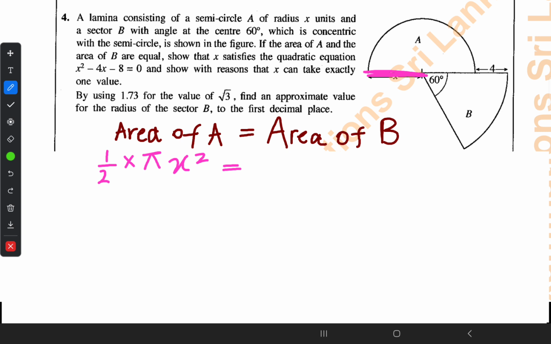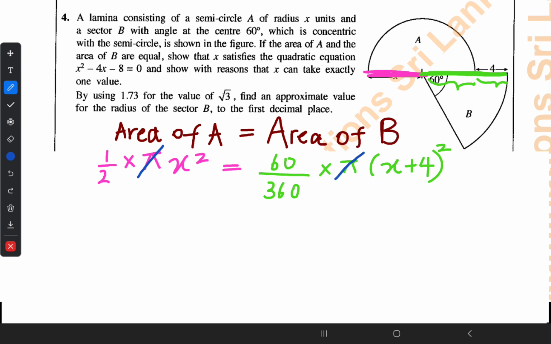Area of B, hence it is a sector, 60 upon 360 multiplied by pi. The radius of this one would be not x, but x plus 4 altogether. This is x and this is 4. So x plus 4 whole squared. Then just the usual simplification. Let's simplify as much as we can. So both sides holding pi, we can cancel that. So here x squared divided by 2 equals 1 upon 6 into x plus 4 whole squared. So here I'll cross multiply.